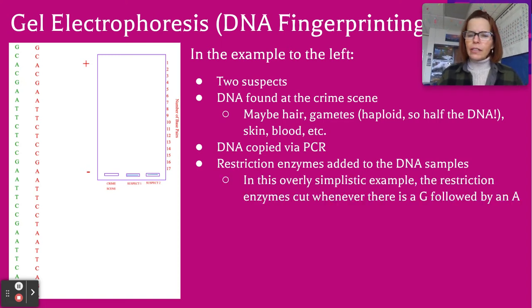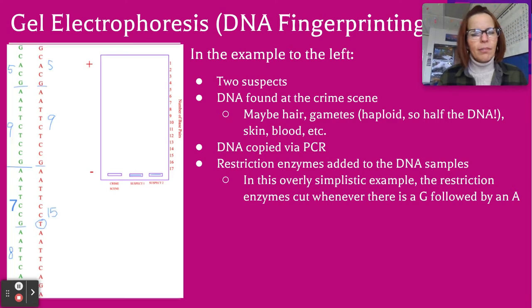In this overly simplistic example, the restriction enzymes cut whenever there's a G followed by an A. So, a real human being would have 3 billion letters. I have about 50 letters here. So I'm just cutting every time there's a G followed by an A. So I'm going to let you see that. So every time, look at the left now. Every time, so there's Mr. Green is one suspect and Mr. Red is the other suspect. I don't know, I just made that up.